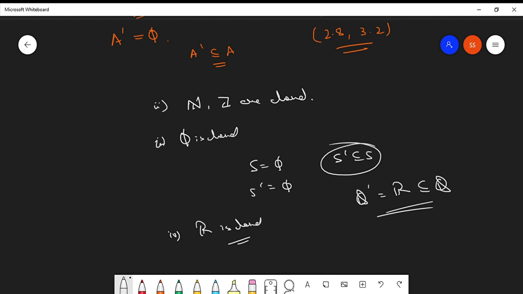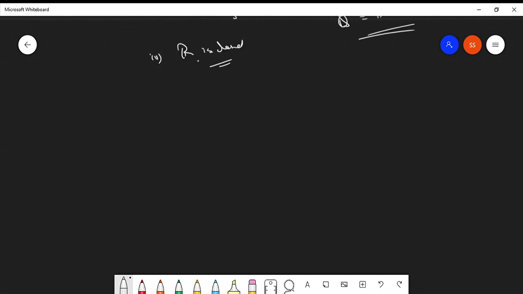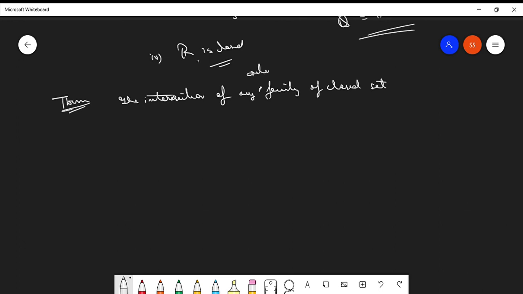Now there is a theorem related with closed sets, which is pretty simple. That is, the intersection of any arbitrary family of closed sets is closed. So this is the theorem: the intersection of any family of closed sets, any arbitrary family, is closed.